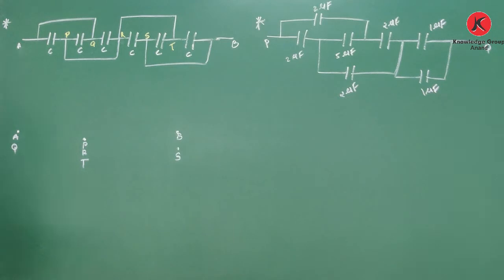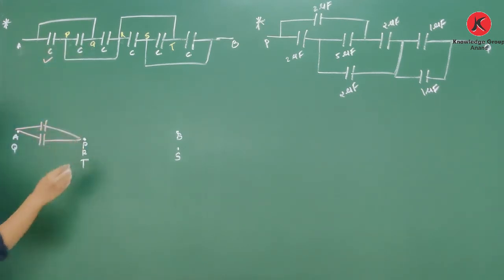Now, how to solve this circuit? See, this first capacitor, C, is between A and B. A is here, B is here. So this first capacitor is done. This second capacitor is between P and Q. P is here, Q is here. Second capacitor done.